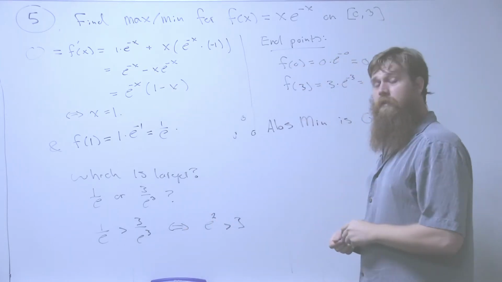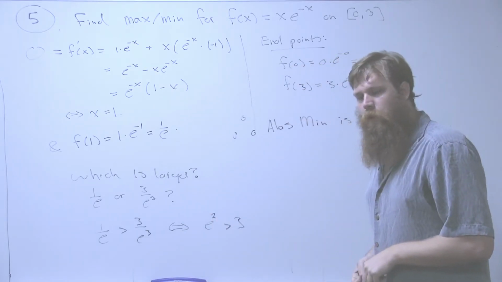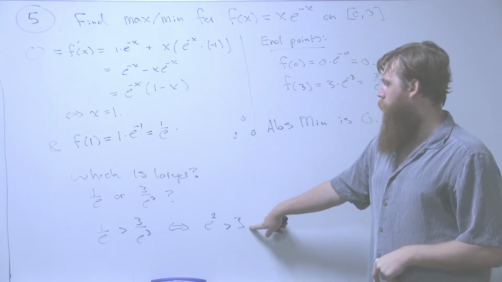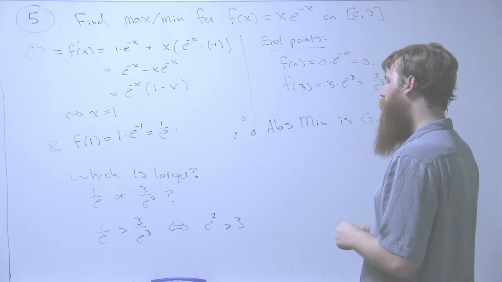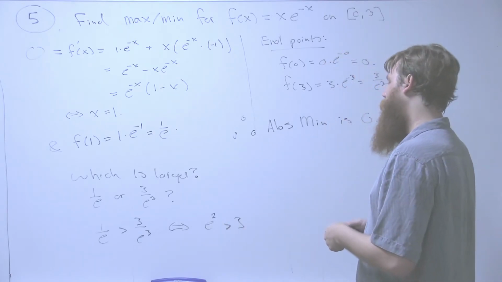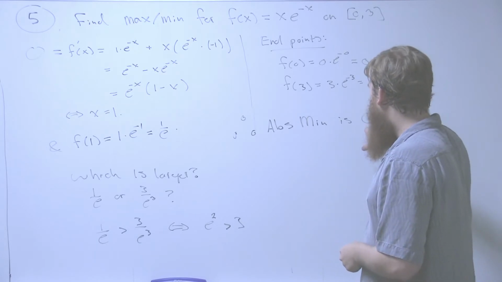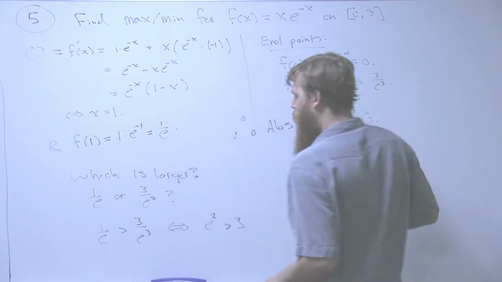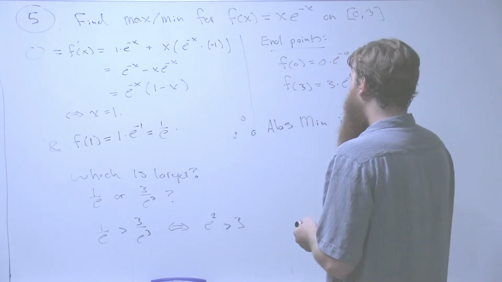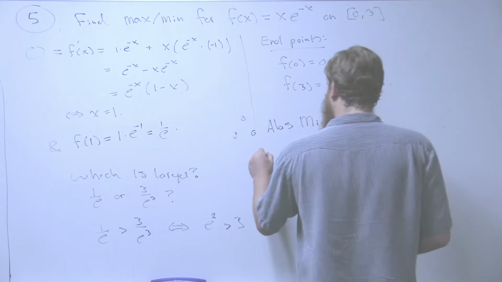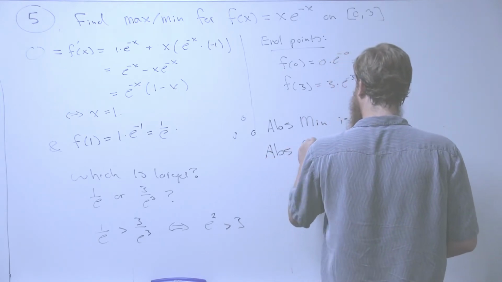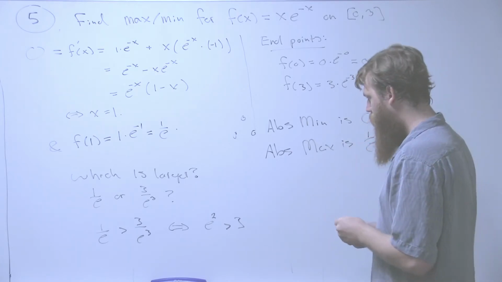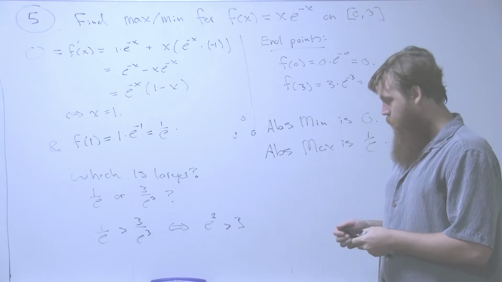Is that a true statement? Well, we know e is bigger than 2. We know that 2 squared is 4. So e squared certainly must be bigger than 4, which is bigger than 3. So yes, my original guess was correct. 1 over e is larger than 3 over e cubed. So since we know our absolute min is 0, the only other candidates for absolute extrema are 1 over e and 3 over e cubed. My absolute max must be 1 over e. I'm sure there are other ways to do this. This is just the one that's most natural to me.